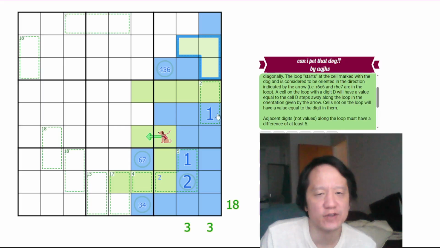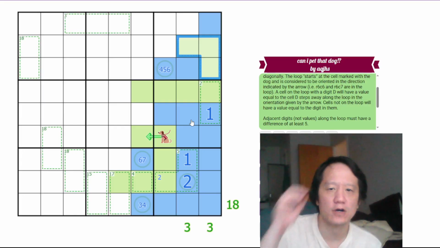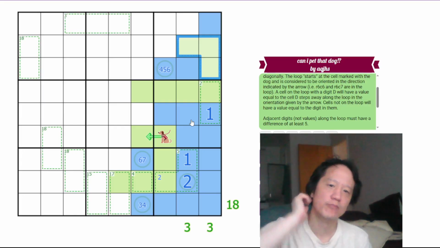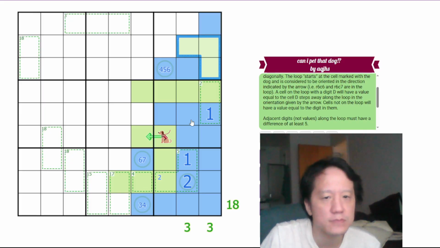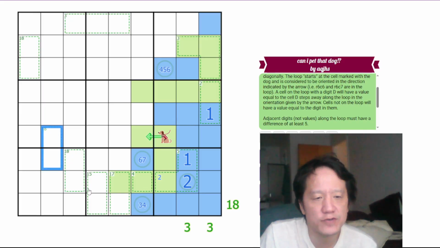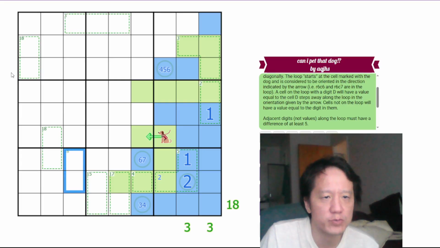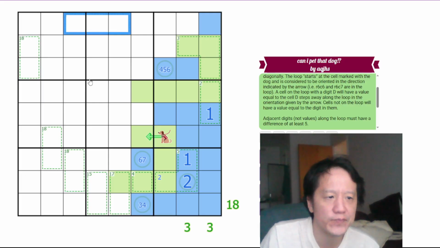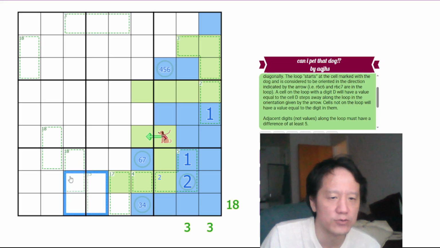All 3 of these are on the loop. At least one of these is on the loop. At least one of these is on the loop. At least one of these is on the loop. At least 2 of these are on the loop. 3. At least 3 of these are on the loop. So it can go that way, or that way, right? Because you can't have 2. It would just touch itself. So this is always on the loop.